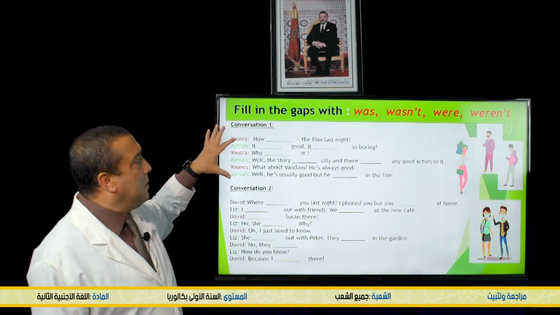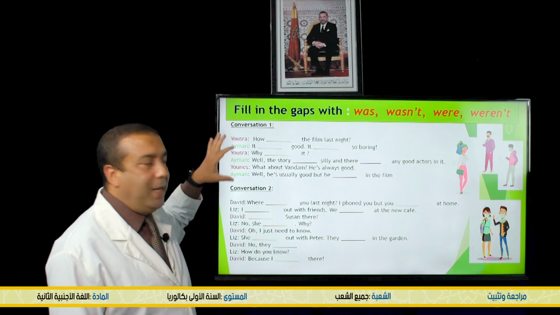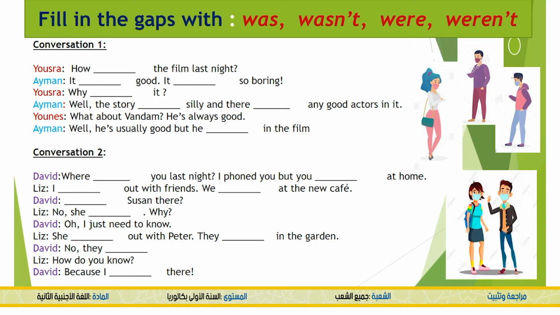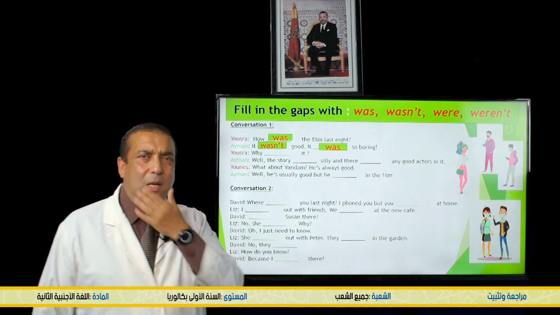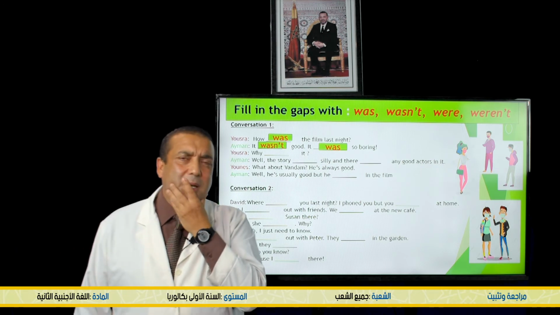Let's do the first conversation and then let's move on to the second conversation, right? Can we do it? Here we go. How? Yes, last night. Exactly. How was the film last night? It wasn't good. It was so boring. What is boring?